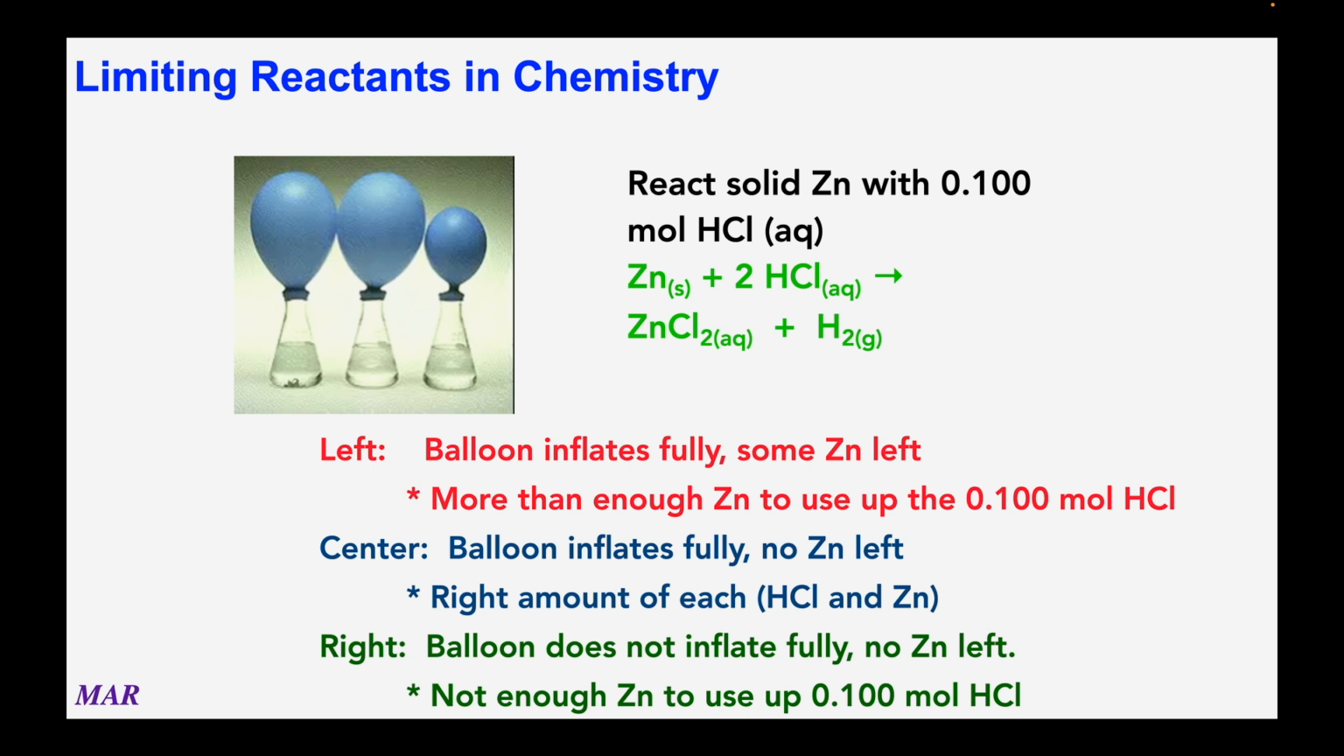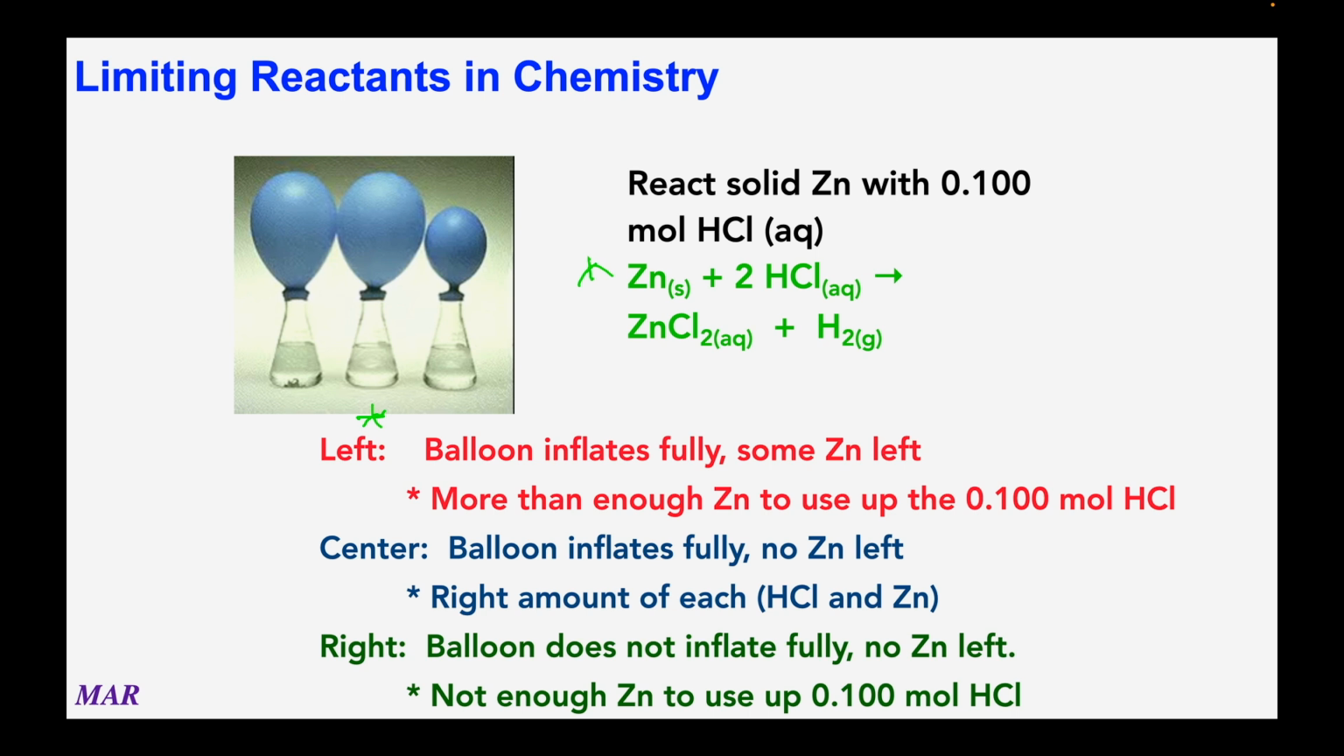These 3 flasks represent the 3 types of situations that chemists can run into. And in the middle right there, you have a perfect ratio between the zinc metal and the HCl. So you can see up there in the top, this is the reaction that's happening. It's zinc plus 2 HCl makes zinc 2 chloride plus H2 gas. And H2 is a gas, by the way, it'll be important.